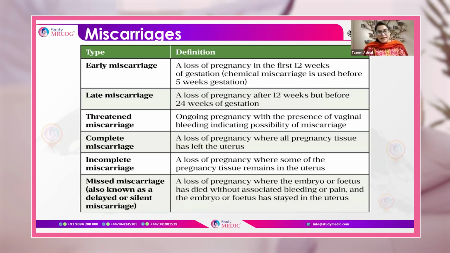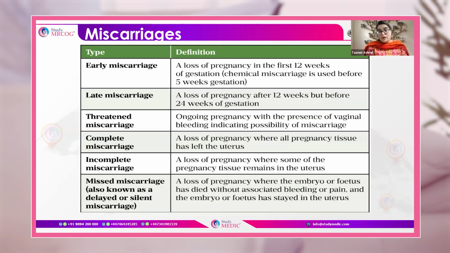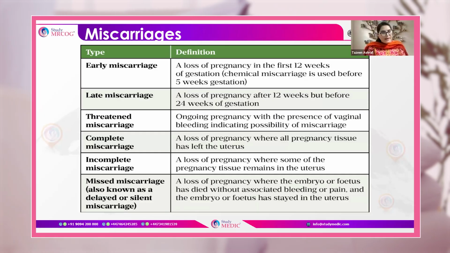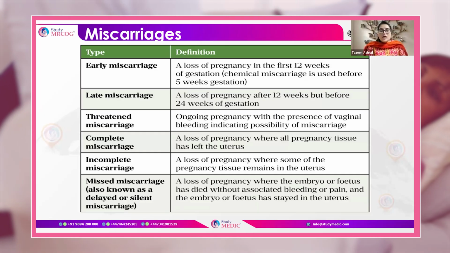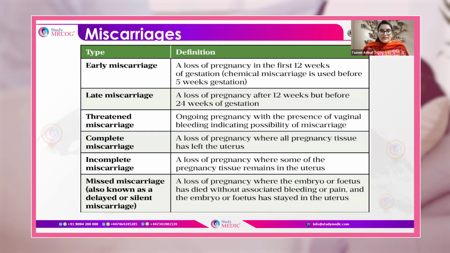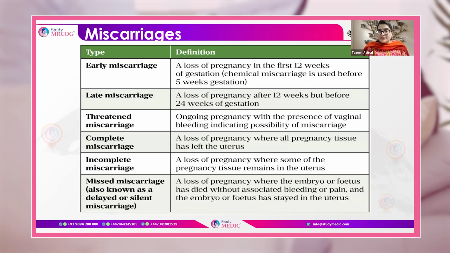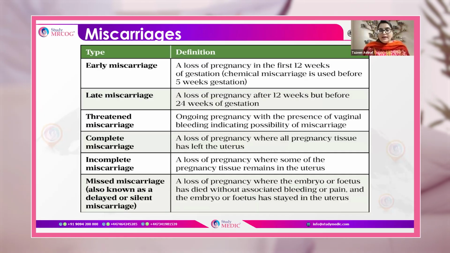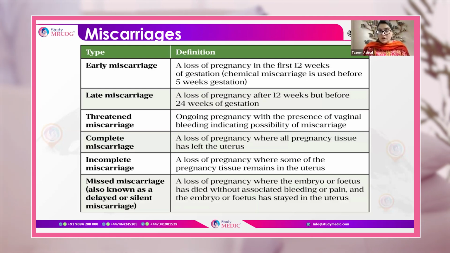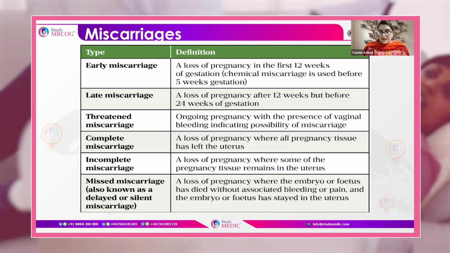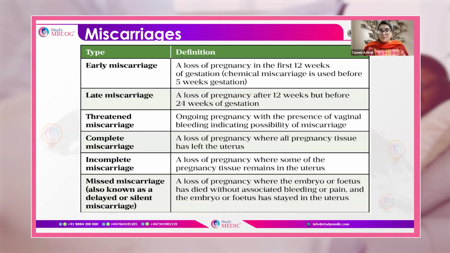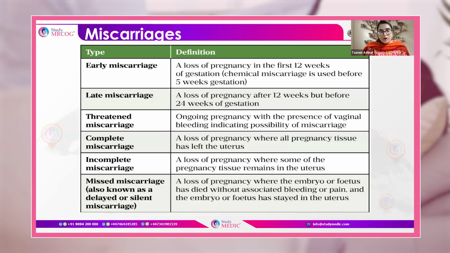The third thing is miscarriage. So miscarriages can be of various types, and they are basically defined as early miscarriage, late miscarriage, threatened miscarriage, complete or incomplete miscarriage, or missed miscarriage. Early miscarriage is a loss of pregnancy in the first 12 weeks of gestation. Okay, and late miscarriage is loss of pregnancy after 12 weeks of gestation, but before 24 weeks of gestation. Why the cutoff 24 weeks? As 24 weeks is the age of viability, that is important.